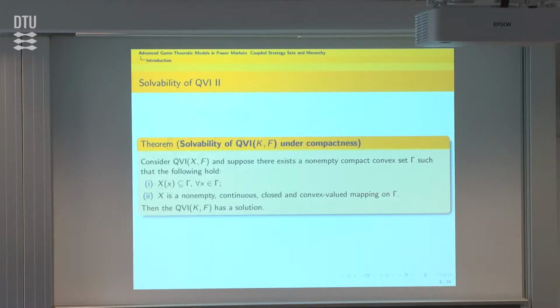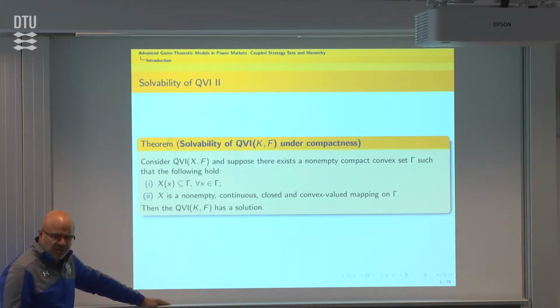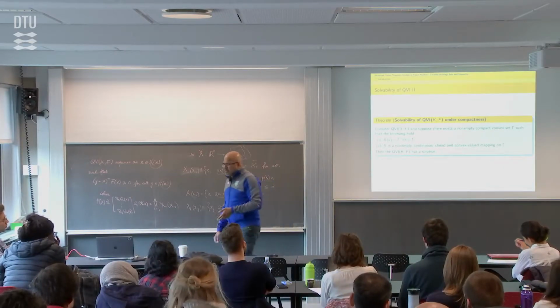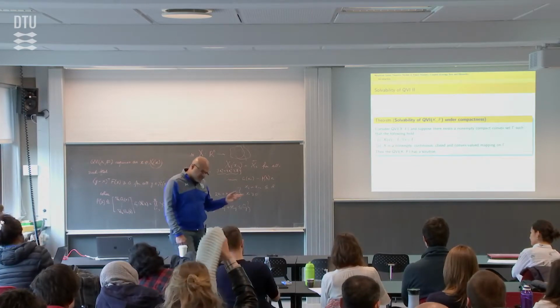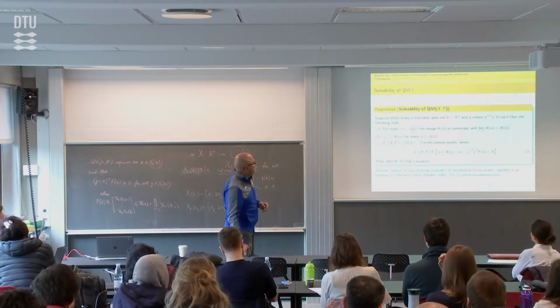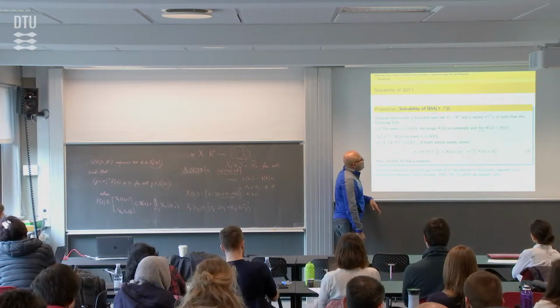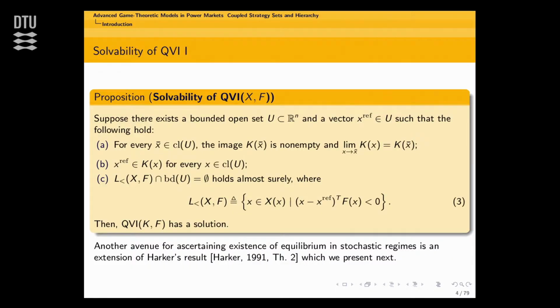Okay, and under these conditions, what you have is that QVI of X, comma F has a solution. Okay, so this is the first result under compactness. Now there's a weaker statement that you can provide, just as we provided one using coercivity for the VI. So if I can find a bounded open set U and a vector x_ref such that the following hold. Again I've used k and I should really have used x. I've moved between k and x, so we should just keep this as x. I tried to change it wherever I saw it, but some places I've missed it.